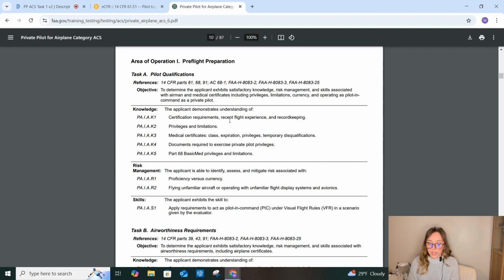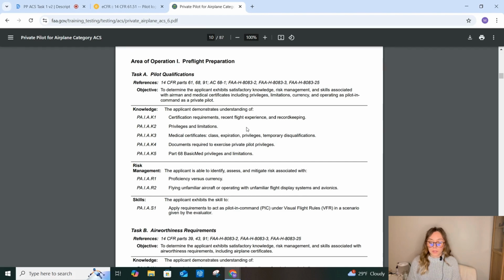recent flight experience. You don't need to log everything. You do need to log your 3 takeoffs and landings to carry passengers within the preceding 90 days at day. Those 3 takeoffs and landings need to be made to a full stop at night. Night is 1 hour after sunset to 1 hour before sunrise. You need to log your biannual flight review and any flights that are used towards further ratings or licenses.